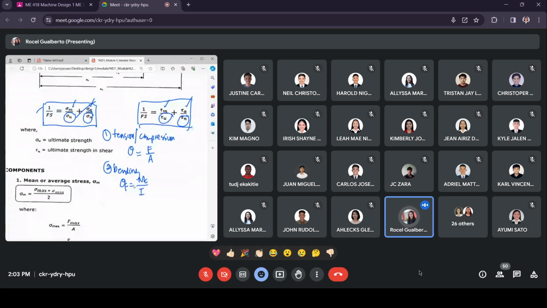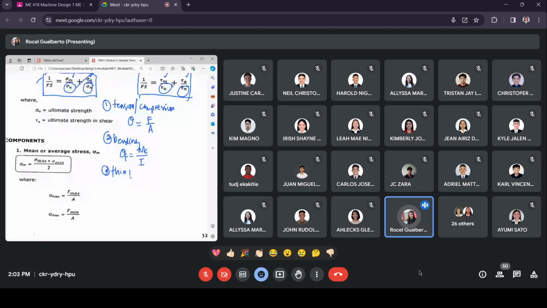If you have a thin-walled cylinder, the stress would be equal to PD over 2t for the hoop stress, and for the longitudinal stress, it is simply PD over 4t. This is our equation.